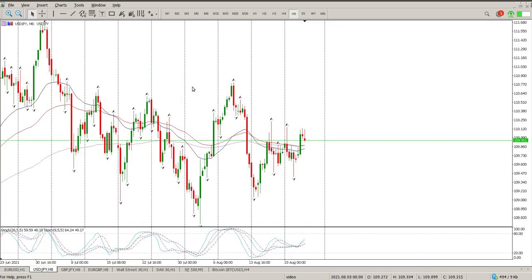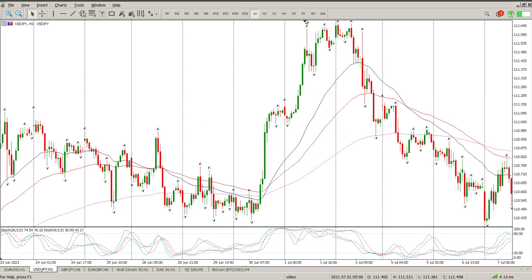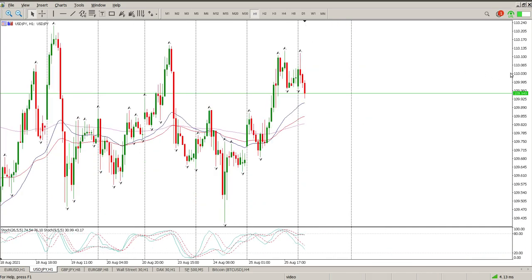Moving on to US dollar Japanese yen. Within this pair, we are still seeing tails to the upside, tails to the downside. Massive confusion. So big up, big down, big confusion. Not really interested in this at all, to be honest.